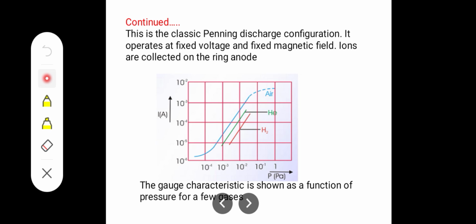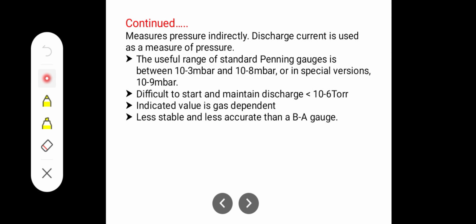From this figure we can understand that as pressure increases, current also increases. This current is the discharge current, meaning when the ions collide with the collector, there is a current. It measures pressure indirectly; the discharge current is used as a measure of pressure. The useful range of standard Penning gauges is between 10 to the power minus 3 millibar and 10 to the power minus 8 millibar, or in special versions 10 to the power minus 9 millibar also. It is difficult to start and maintain the discharge at around 10 to the power minus 6 torr.